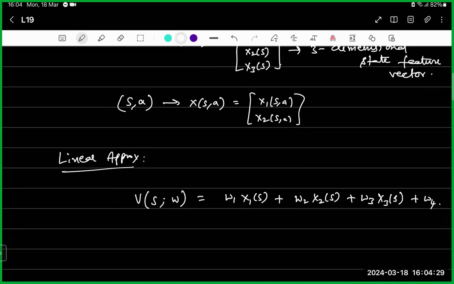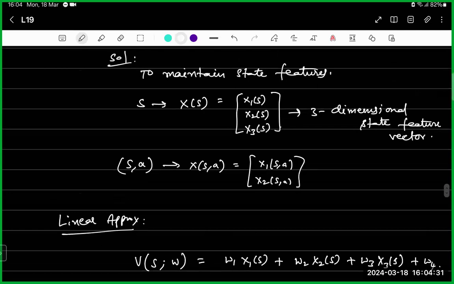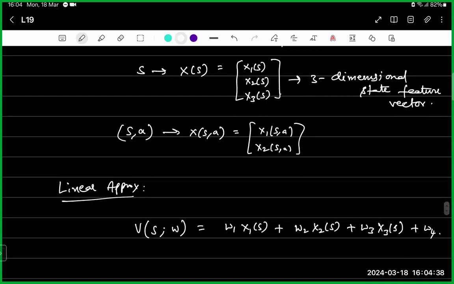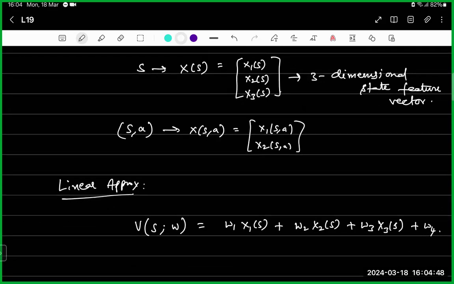Even if you have 10 power 170 states, if you model it as a linear function like this and have three features, then all that you have to learn is four numbers, which is w1, w2, w3, w4. You have to first come up with some feature representation. After that, you have to just learn these four weights.